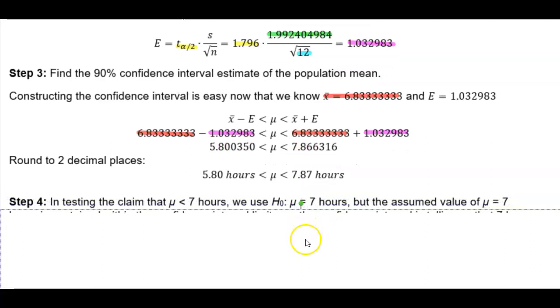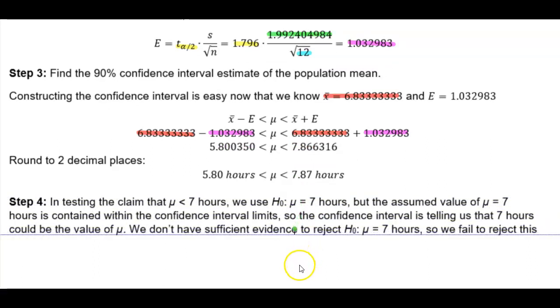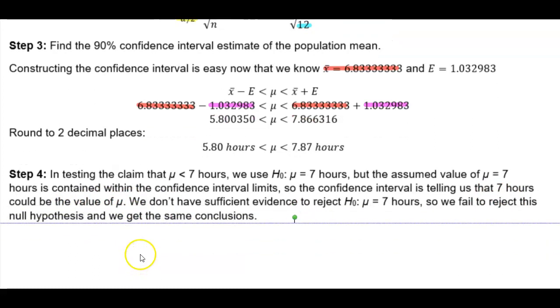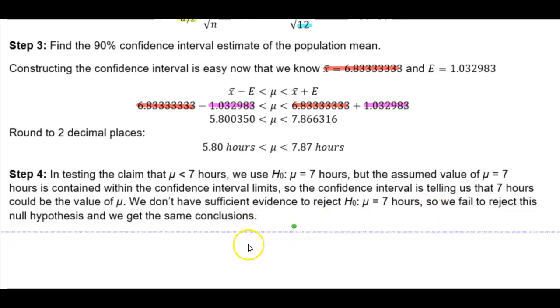Now in step 4, in testing the claim that the mean is less than 7 hours, we use the null, where the null is equal to 7 hours. But the assumed value of the mean equal to 7 hours is contained. It's actually in this confidence interval limits. So therefore, the confidence interval is telling us that 7 hours could be the value of the population mean. So we don't have sufficient evidence to reject the null, where the null is equal to 7 hours. So we fail to reject this null hypothesis, and we get the same conclusions as we did for the hypothesis with the p-value method or the critical value method.